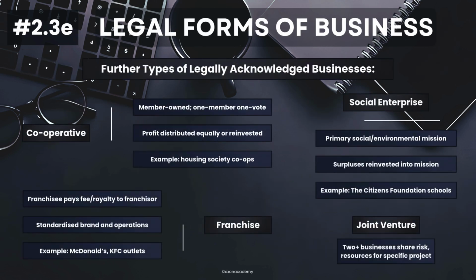Finally, cooperatives are member-owned and democratically run, with profits shared or reinvested. They're common in agriculture or credit unions. Franchises let entrepreneurs run a proven brand and system. McDonald's, Subway, and other chains follow this model. Joint ventures team up two or more firms for a single project, sharing costs and risks. An example can be Sony and Ericsson, which once teamed up to build mobile phones.